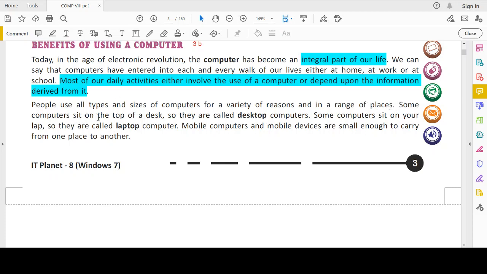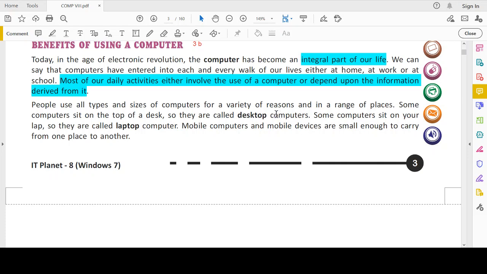Some computers sit on the top of the desks, so they are called desktop computers. Some sit on your lap and are called laptop computers. Mobile computers and mobile devices are small and so they can be carried from one place to another. So there are three kinds of computer we can see nowadays. One is the desktop computer, the laptop computer, and the mobile or handheld devices.